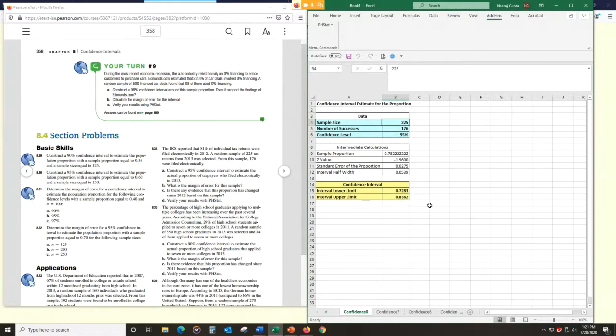So the 95% confidence interval estimate is 72.83% to 83.6%. What is the margin of error? Margin of error is 0.0539. Is there any evidence that this proportion has changed since 2012? In 2012, how much was it? 81%, right? It is between 72 and 83.6%. Has it changed? No, it hasn't changed because that is within this interval. Understood?